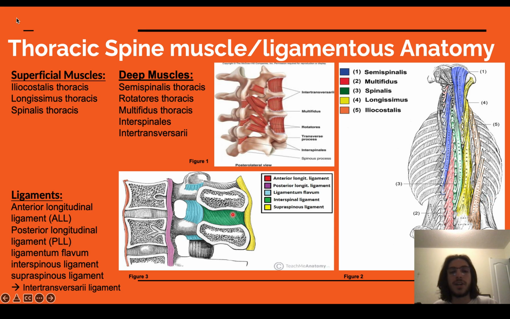So one of the more insignificant ligaments is the intertransverse ligament. So this ligament runs between the transverse processes of the thoracic vertebrae. It acts to limit lateral flexion of the spine and is fairly insignificant and isn't even present in the cervical spine.